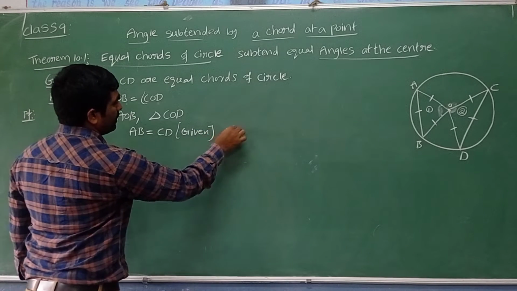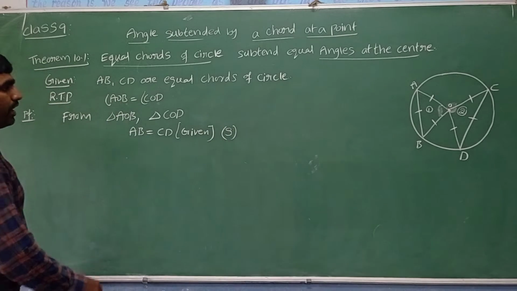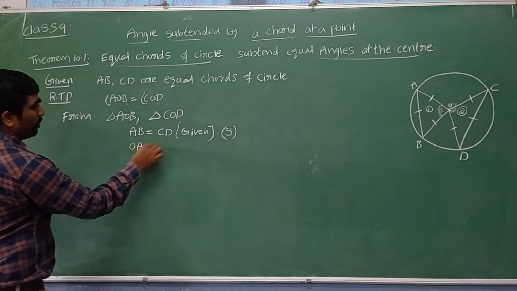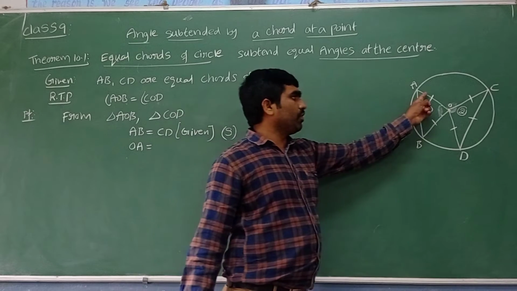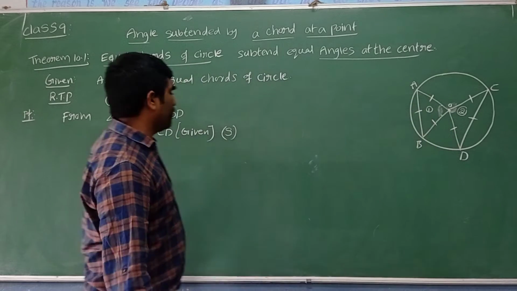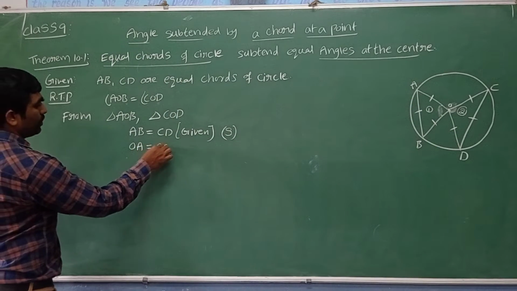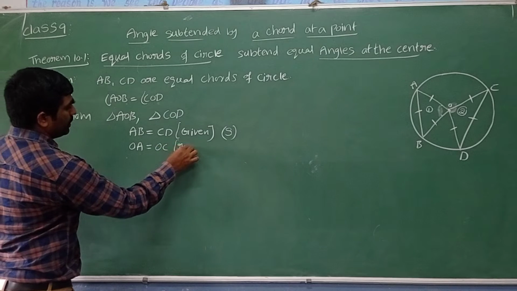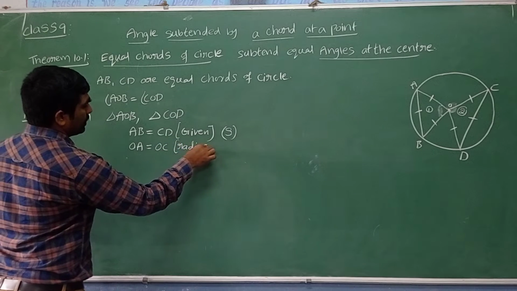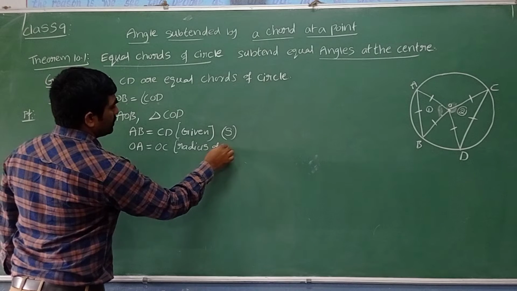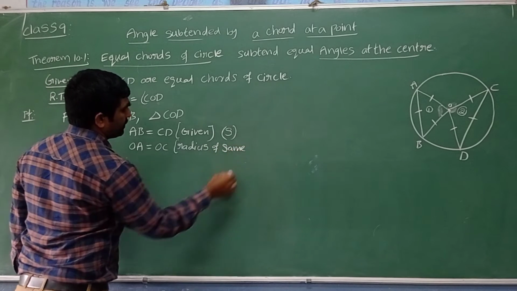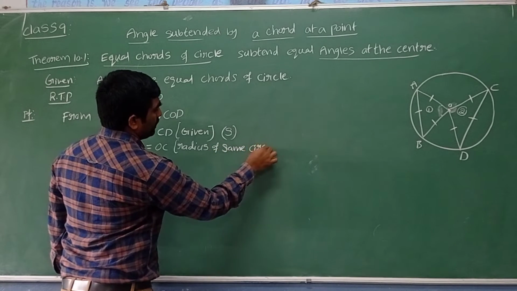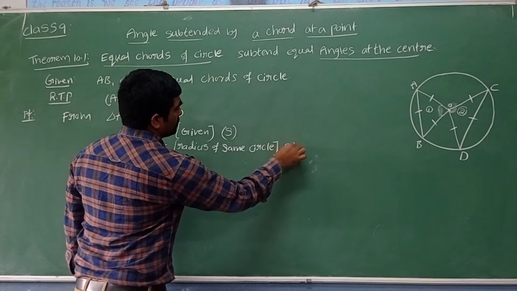One side I got. Next, OA is equal to OC. Not only OA is equal to OC, but OA is equal to OD also. All the radius are equal. Now let me take OA is equal to OC. The reason: it is radius. Both are radius of same circle. Even this also one side.